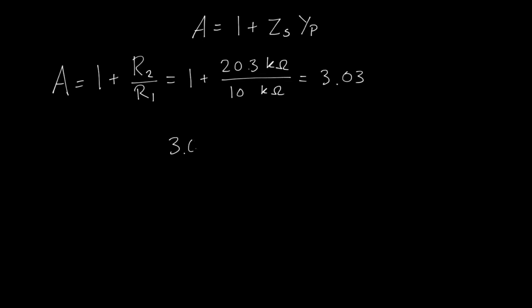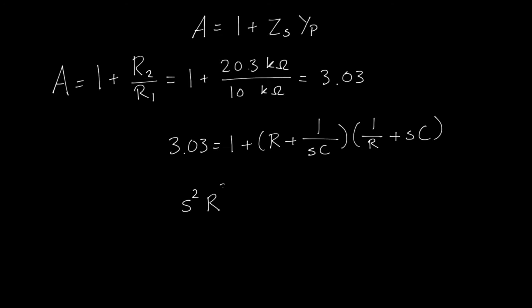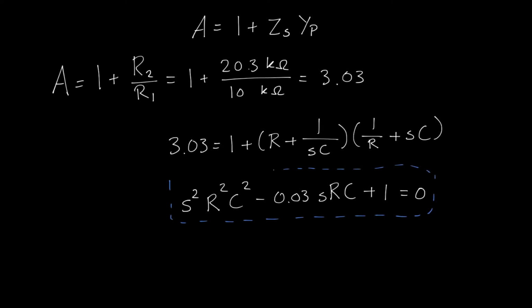That'll be 3.03 is 1 plus R, which is the resistance in the series path, plus 1 over SC times 1 over R, which is the conductance in the parallel path, plus SC, which is the admittance of the capacitor in the parallel path. If we now simplify this equation into the easiest form, we'll get the following equation.